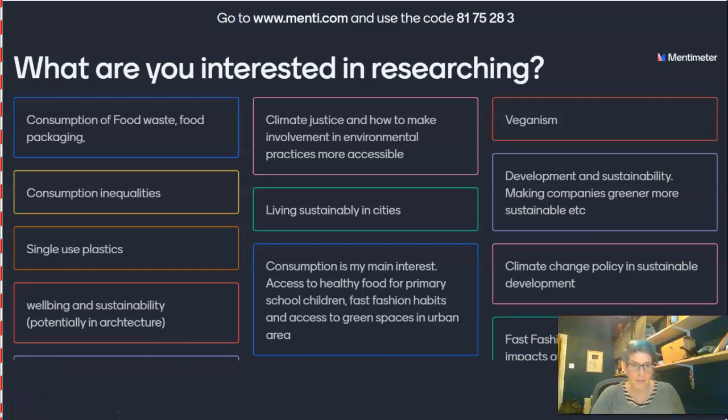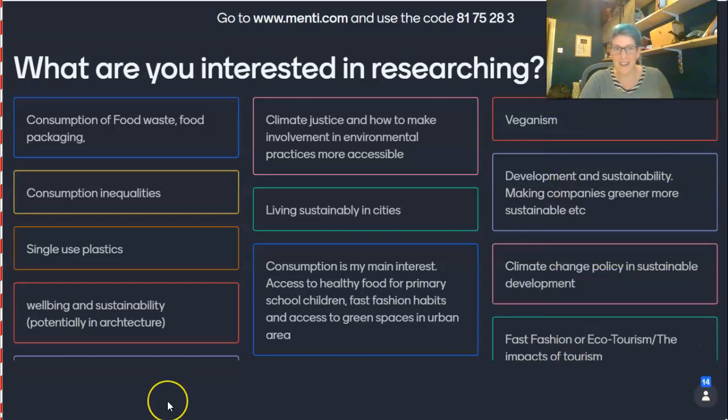At this point, I will move myself out of the way. So I asked the people who attended the workshop to list some of the things that they were interested in. They did that on a Mentimeter, and here were some of the things that came up: consumption of food waste, consumption inequality, single-use plastics, well-being, and sustainability around architecture, climate justice, how to make environmental practices more accessible, living sustainably in cities, some stuff around healthy access to food, particularly around children, and fast fashion consumption habits, climate change policy, ecotourism, fast fashion, making companies greener and more sustainable, veganism, healthy diets, sustainable diets, that kind of thing. So these were some of the themes of interest that people put on the Mentimeter when they attended the workshop.